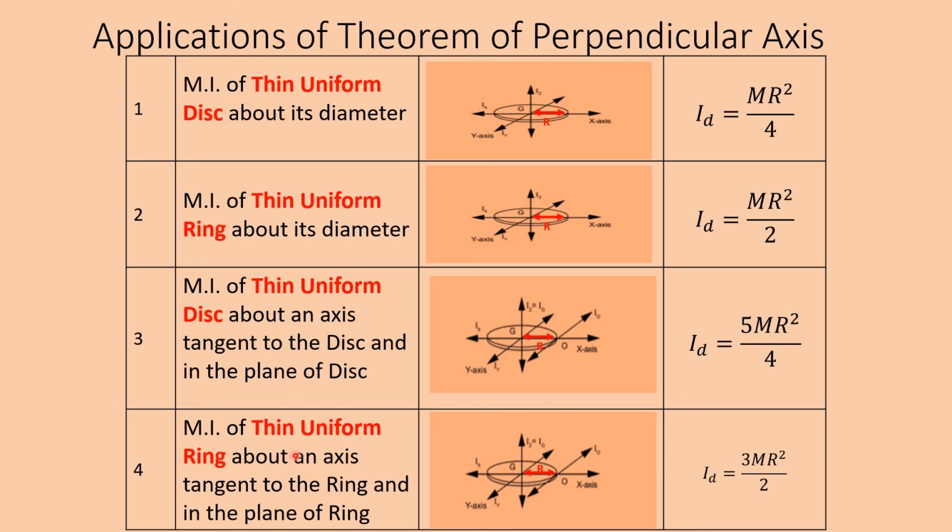The moment of inertia of a thin uniform ring of radius R about an axis tangent to the ring. So this is a tangent to the ring and it is in the plane of the ring, and it is given by Id is equal to 3 MR square upon 2. Here also we have used the theorem of parallel axis and perpendicular axis.